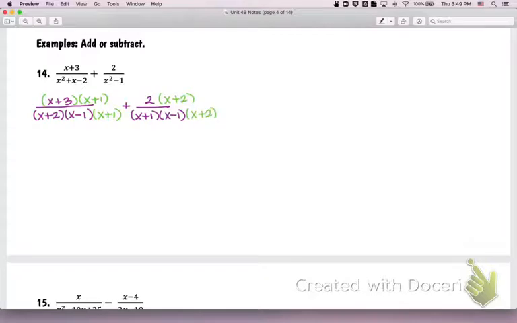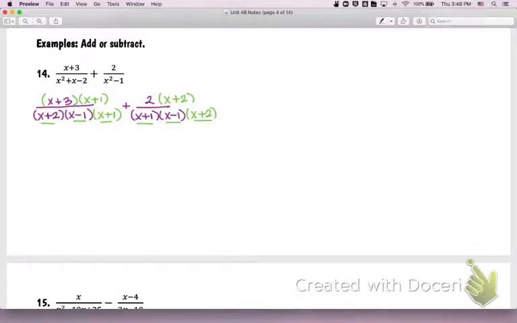So now you can see we have x plus 2, x plus 2, x minus 1, x minus 1, x plus 1, x plus 1. They match exactly the same. Now, if one of those had been, say, x plus 1 squared, then we need to make sure that they both have a squared, so you might need to multiply by some more.